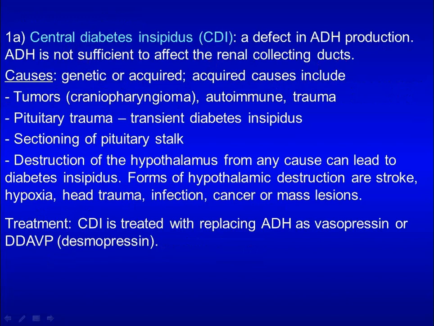Causes can be genetic or acquired. Acquired causes include tumors, autoimmune disease, trauma, sectioning of the pituitary stalk, and destruction of the hypothalamus. Central diabetes insipidus is treated by replacing ADH as vasopressin or desmopressin.